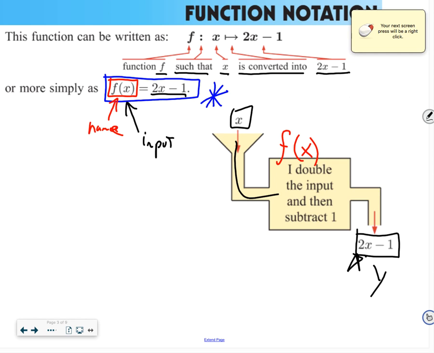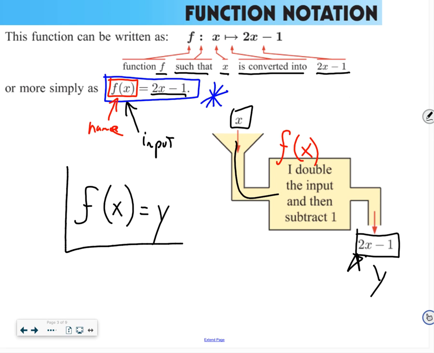So one relationship that's important to note is that f of x is equal to y. Make sure you have that written down somewhere in your notes. You find your y value by plugging some x value into a function, evaluating it, and it will give you the y value as your output.